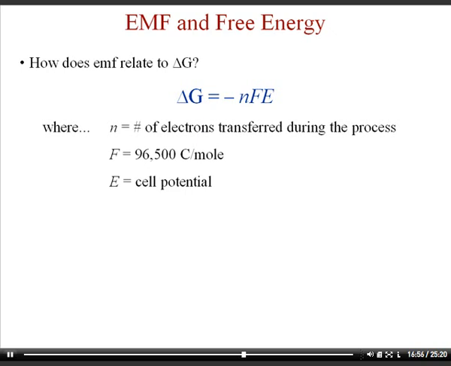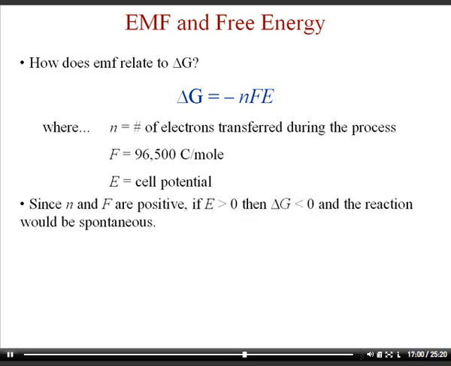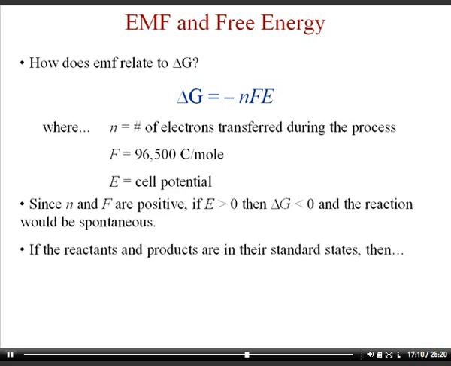Now, usually it's given in kilojoules per mole, so you can divide it by 1,000 if you want to keep it in kilojoules per mole. Now, since n and F are positive numbers, when E is a positive value, this formula will make G a negative value, and so it's going to be spontaneous, as we would expect. So E is positive when it's spontaneous, and G is negative when it's spontaneous.